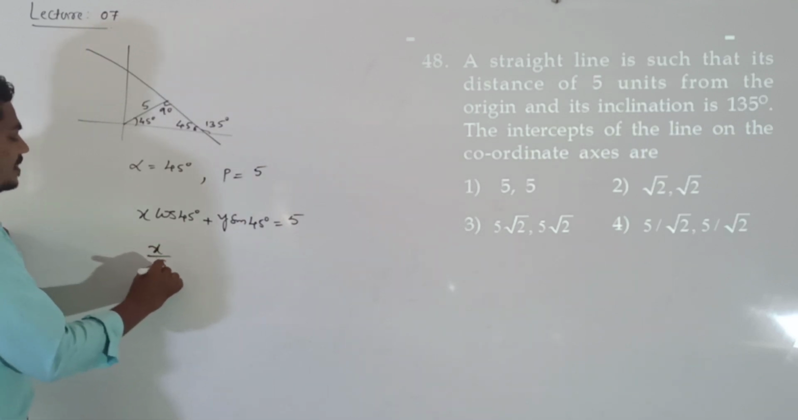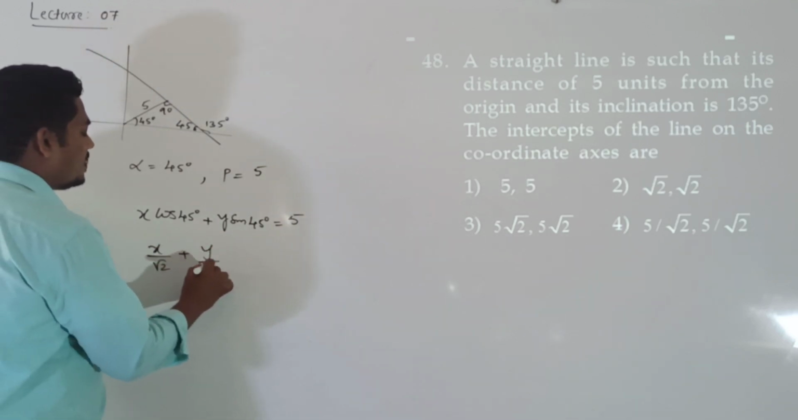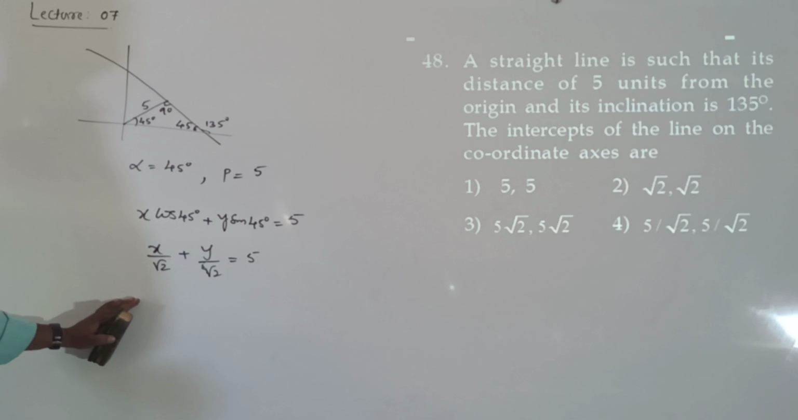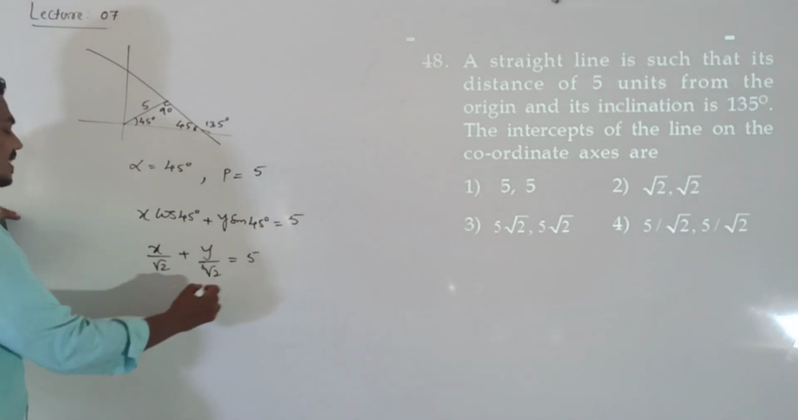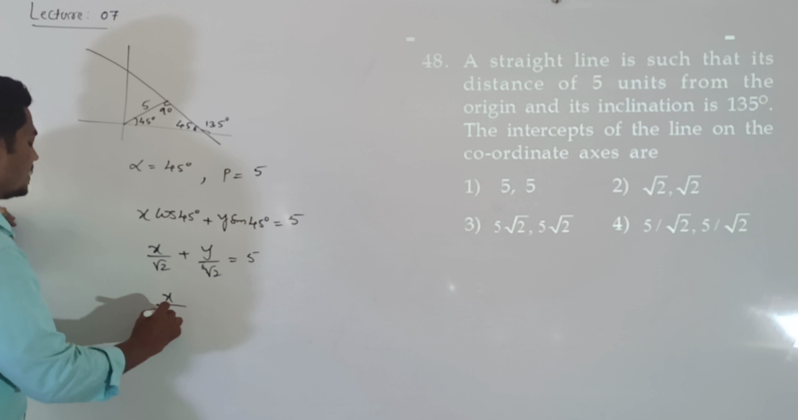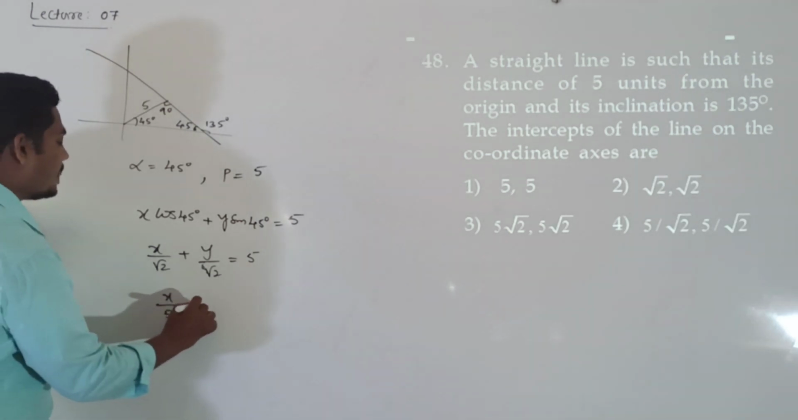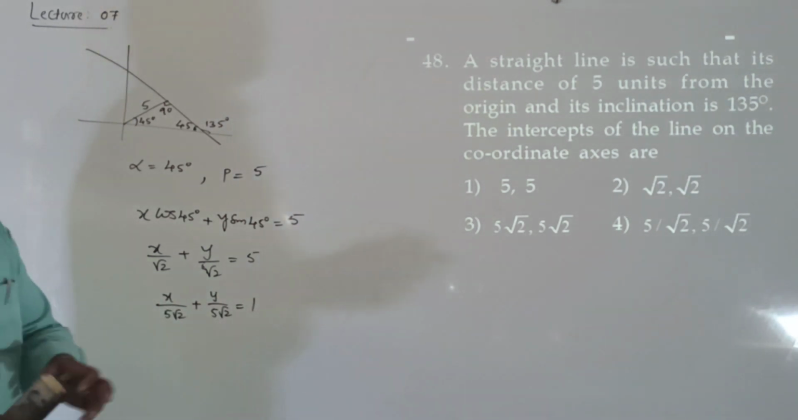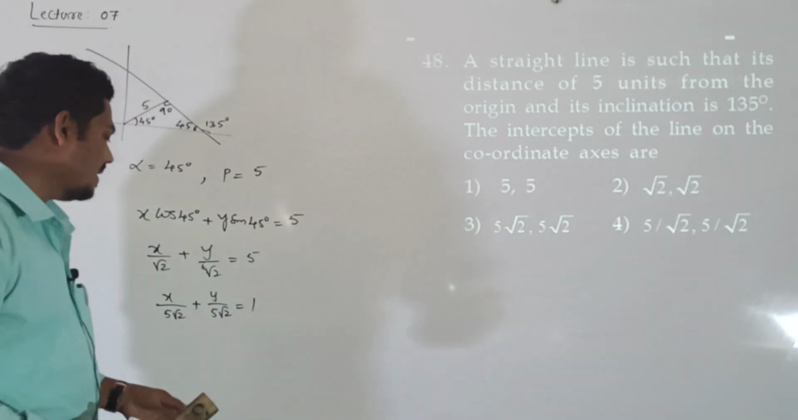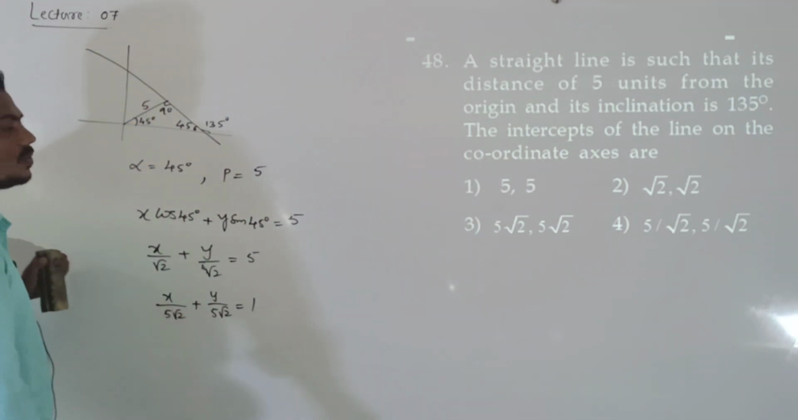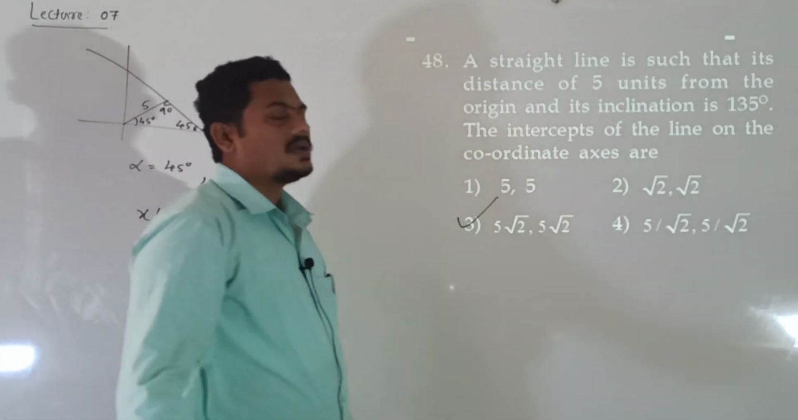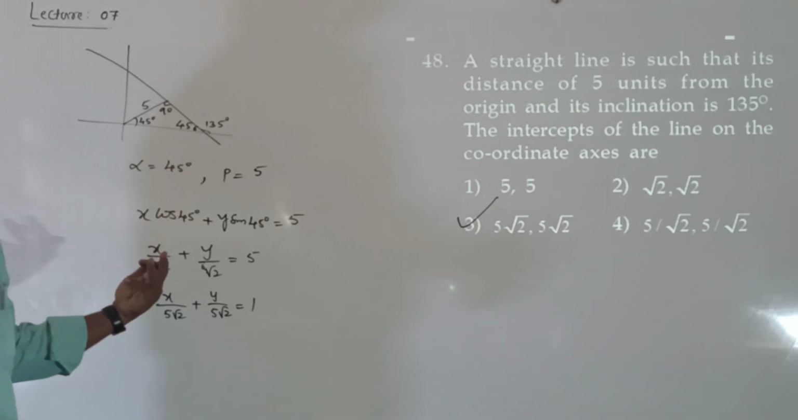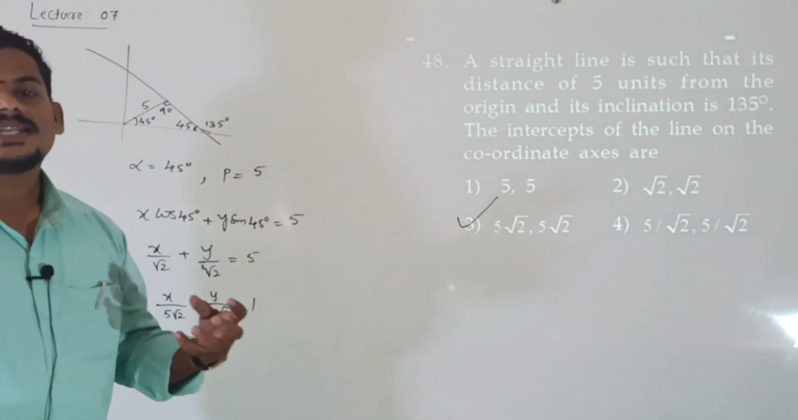Then you get x divided by root 2 plus y divided by root 2 equal to 5. First write this equation in the form x/a + y/b. For that, just divide by 5. Then it will be x divided by 5 root 2 plus y divided by 5 root 2 equal to 1. The x-intercept and y-intercept are 5 root 2, 5 root 2. That is the third option. First write its equation using the normal form. Then write its x-intercept and y-intercept.